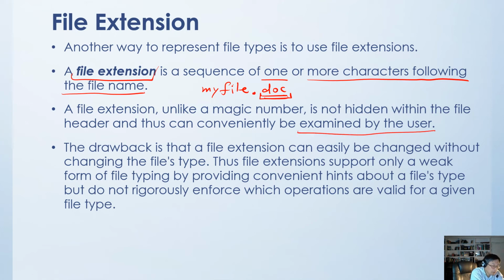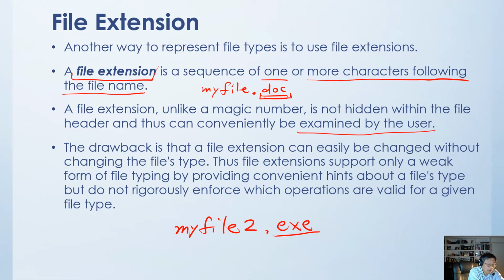Now, the file extension definitely has its advantage: the user can easily see what type of file it is. For example, many executable files use a file extension like myfile2.exe, which represents an executable file. Now the drawback is that the file extension can easily be changed without changing the file's type.